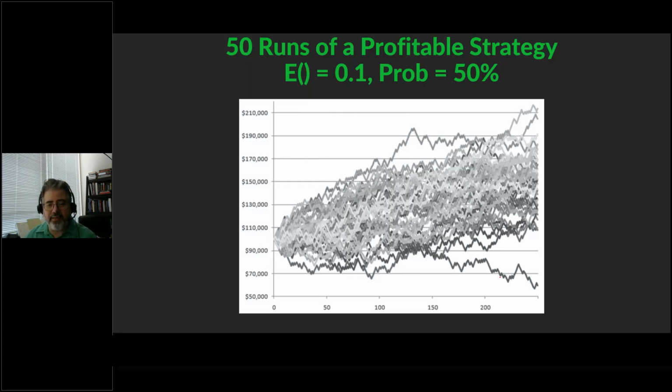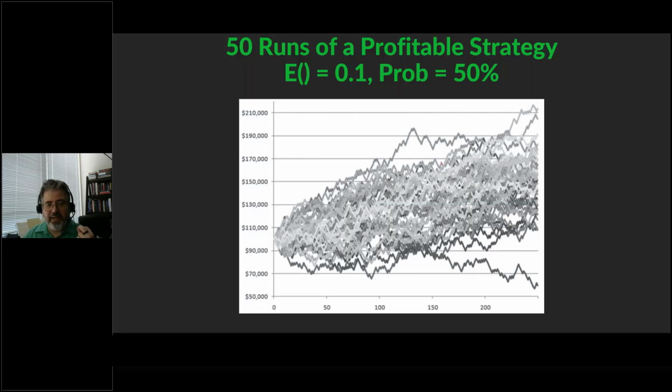So here's something that really should give you pause for thought. What you see on your screen is 50 runs of 250 trades through basically a coin flip system. The probability of winning is 50%, and the winning trades, when they happen, are bigger than the losing trades. So the overall expectancy of the system is 0.1. This is a system that if you traded it, you would expect to make money.